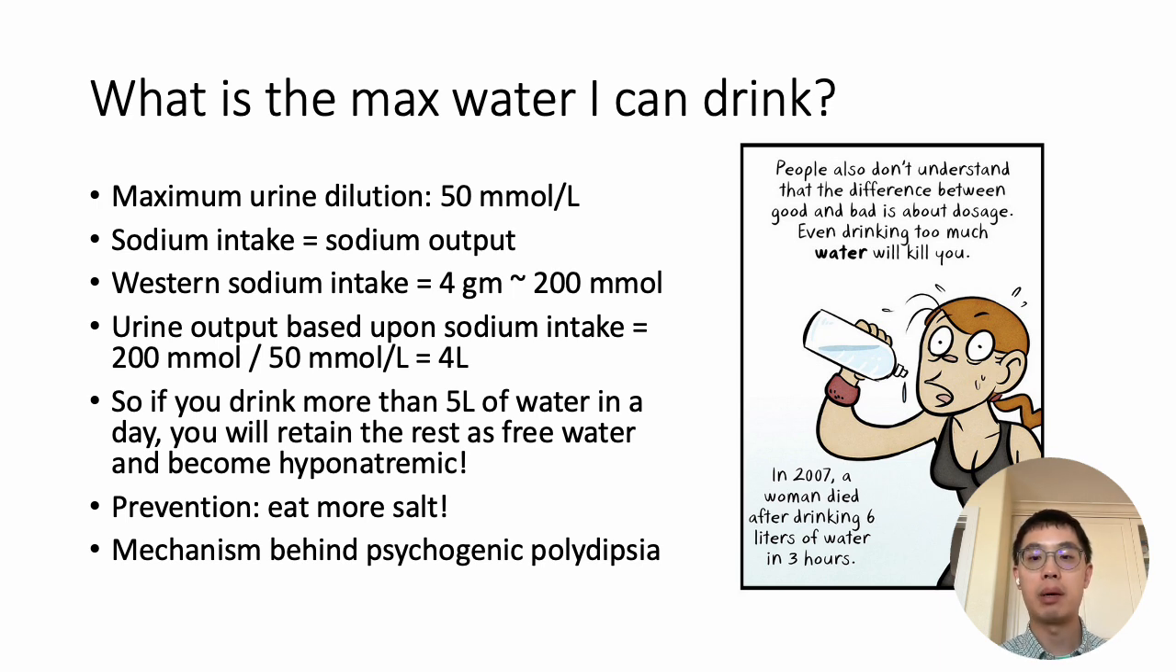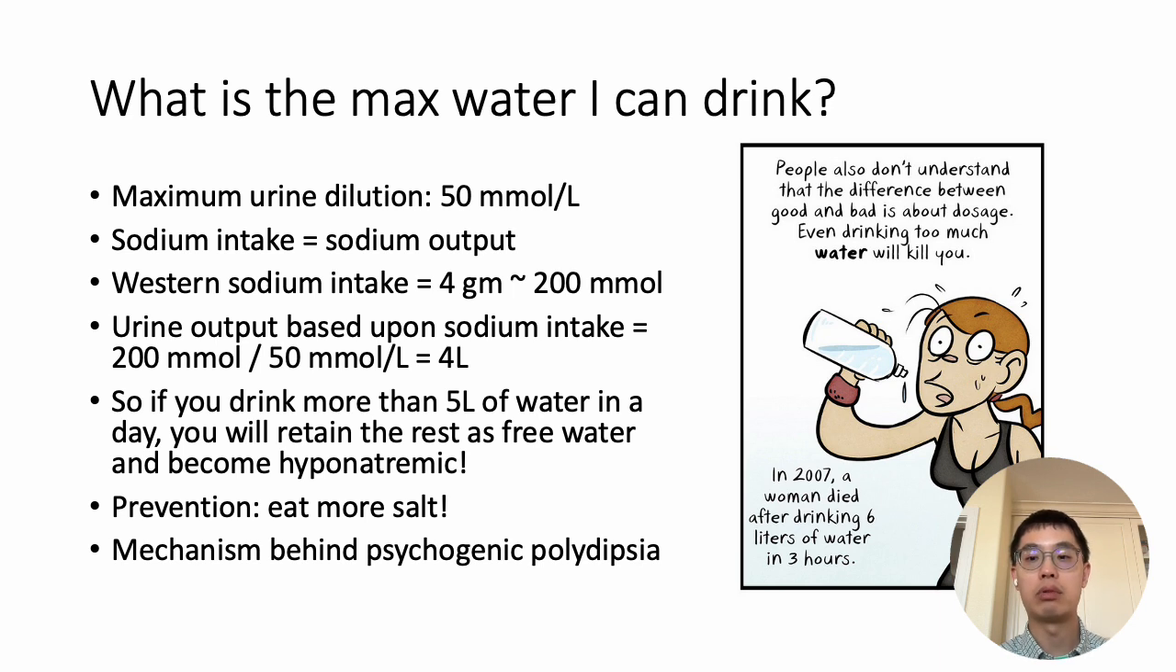If we also remember that our body must be in homeostasis and the amount of sodium intake must equal the amount of sodium output, mostly through our kidneys. In our normal Western diet, we consume about 4 grams of salt a day, which is equivalent to about 200 millimoles of sodium. So if we divide by the maximal urine dilution of 50 millimoles per liter, we can urinate about 4 liters of water that is maximally diluted.